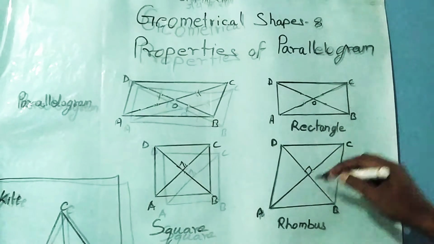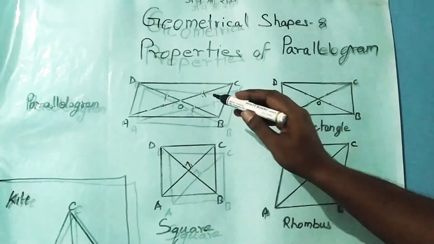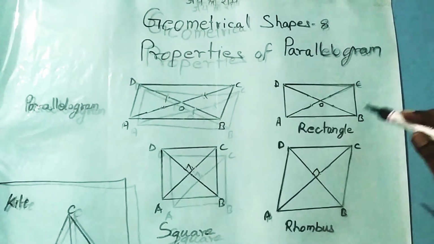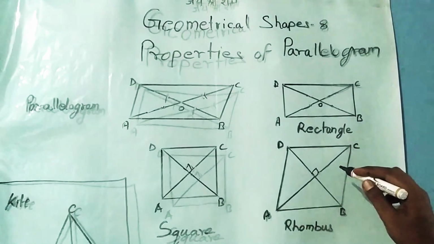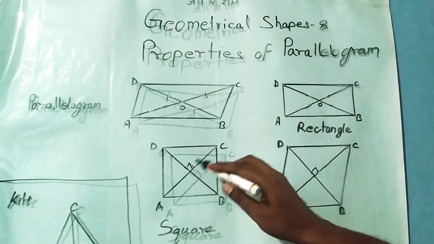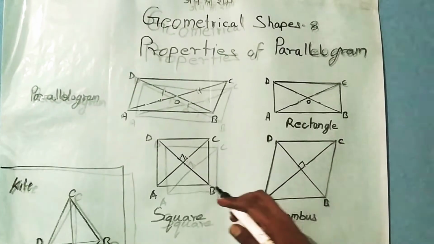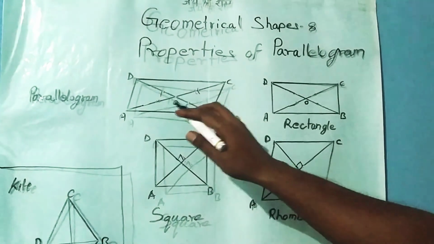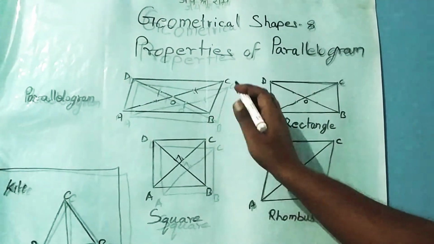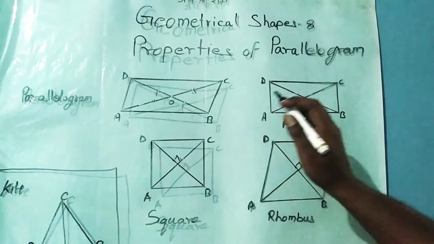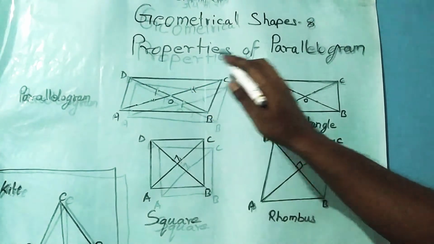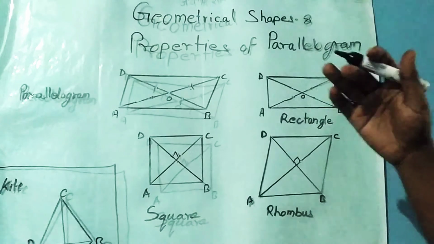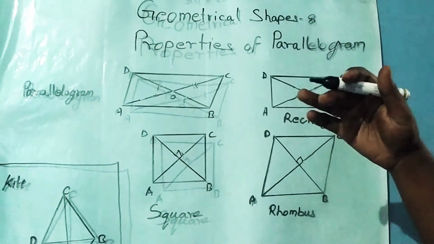In all the cases we have seen that the diagonals intersect each other at the midpoint, that is, O is the midpoint in all the cases. But in case of a rhombus and a square, the diagonals intersect each other at 90 degrees. But in case of a parallelogram and a rectangle, they intersect at the midpoint but not at 90 degrees. So the concept of these properties of the parallelogram is clear, I think. These properties are needed in solving some problems in the future.